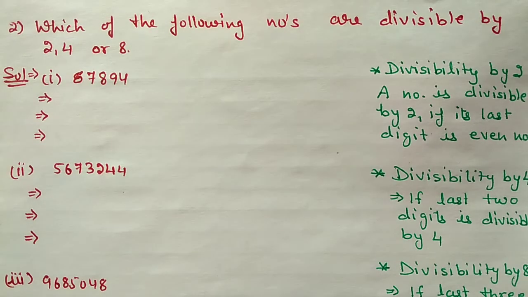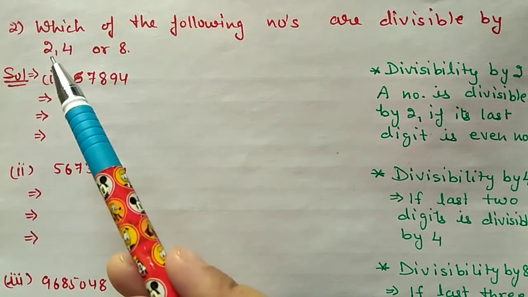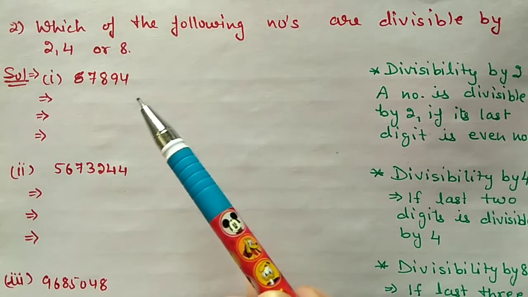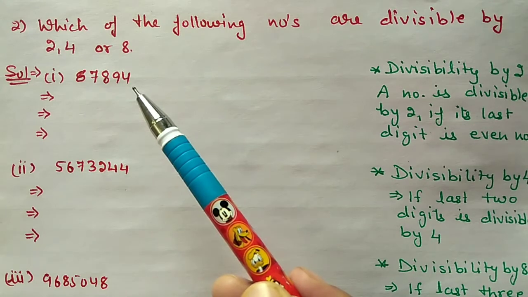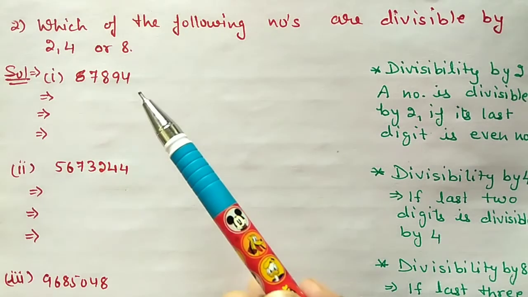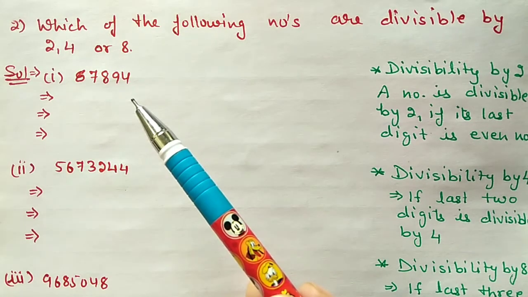Second question we have: which of the following numbers are divisible by 2, 4 and 8? To check divisibility by 2, we have to see the last digit. If it is an even number, meaning the last digit is 0, 2, 4, 6 or 8, then this number will be divisible by 2.